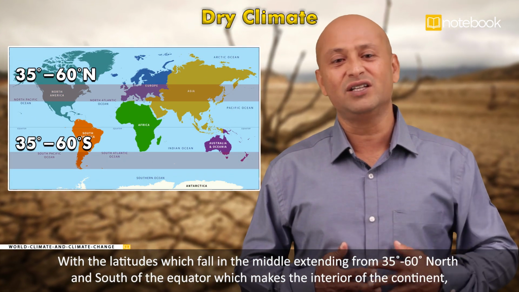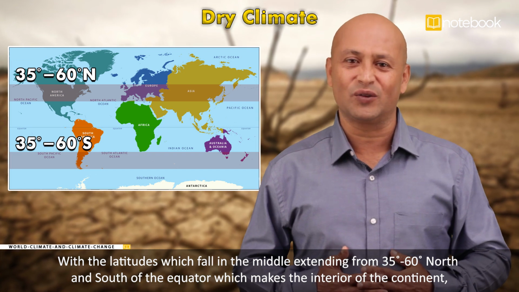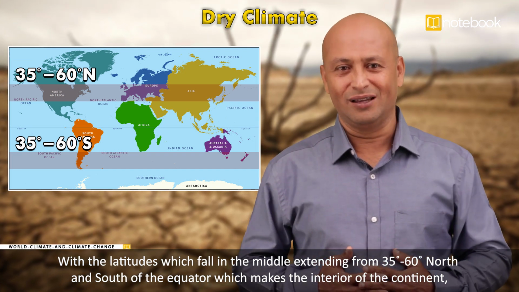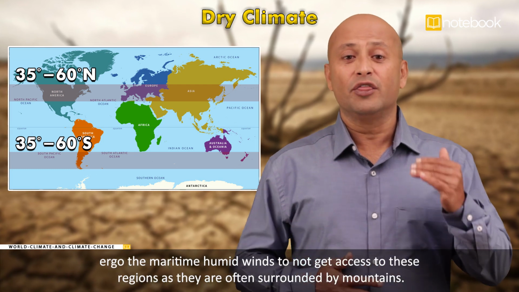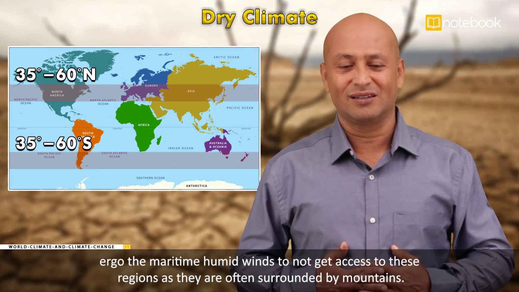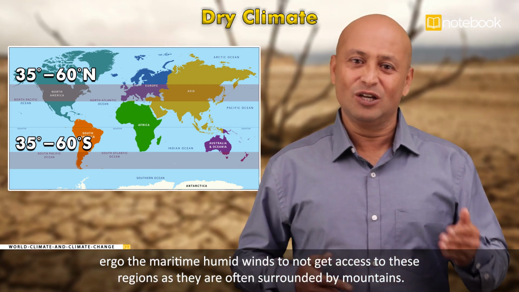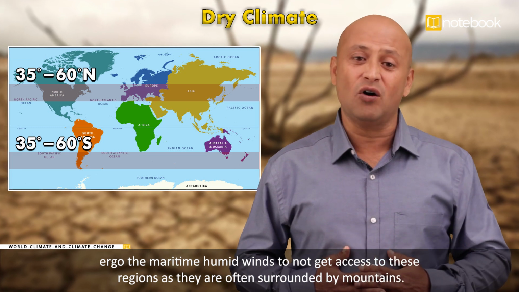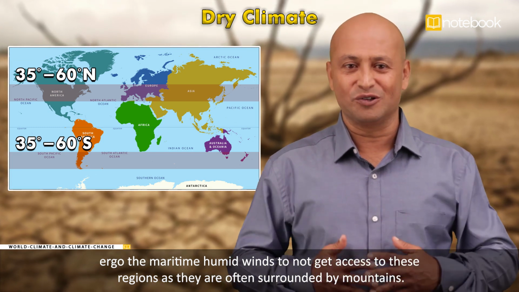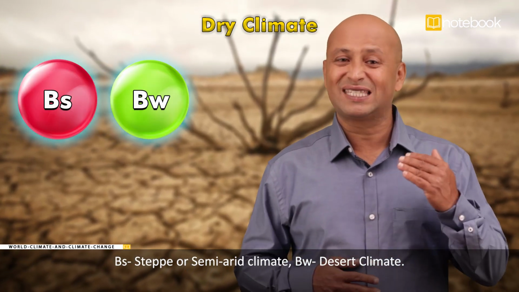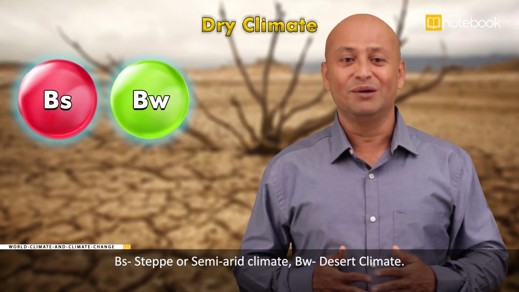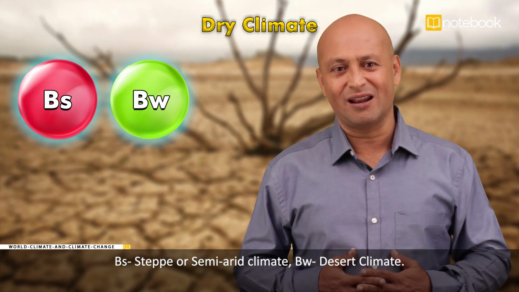It extends equatorwards and takes place on the coastal land, with the middle latitudes extending from 35 degrees to 60 degrees north and south of the equator, which makes the interior of the continent, ergo the maritime humid winds, unable to get access to these regions as they are often surrounded by mountains. They are of two types: BS, steppe or semi-arid climate; BW, desert climate.